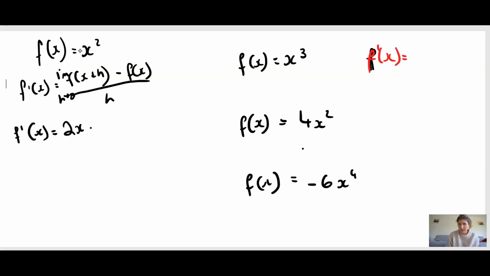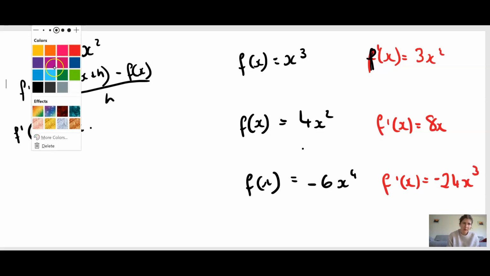We came out with f dash of x equals 3x squared. Again, pretending that I'd gone through the whole first principles process, I would end up with f dash of x equals 8x. And I'd end up with f dash of x equals negative 24 x to the power of 3. So from this we can come up with a general rule for finding derivatives of any function.